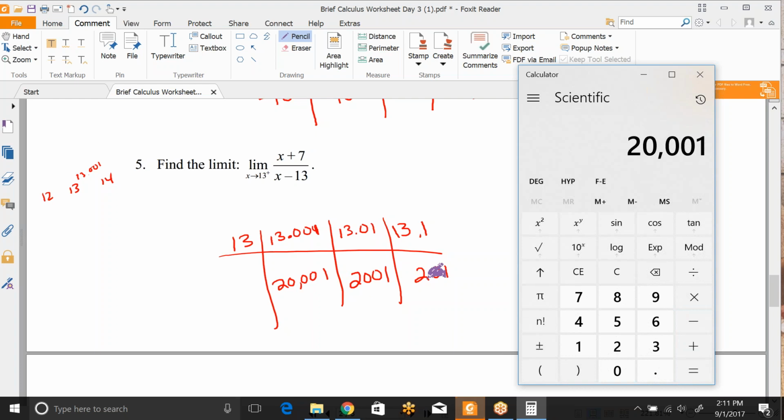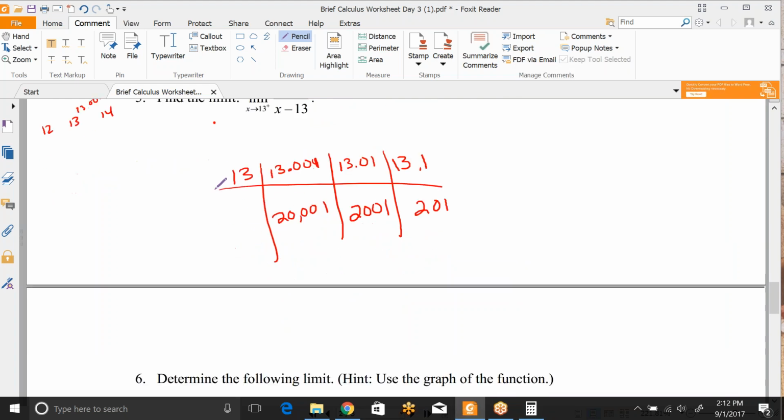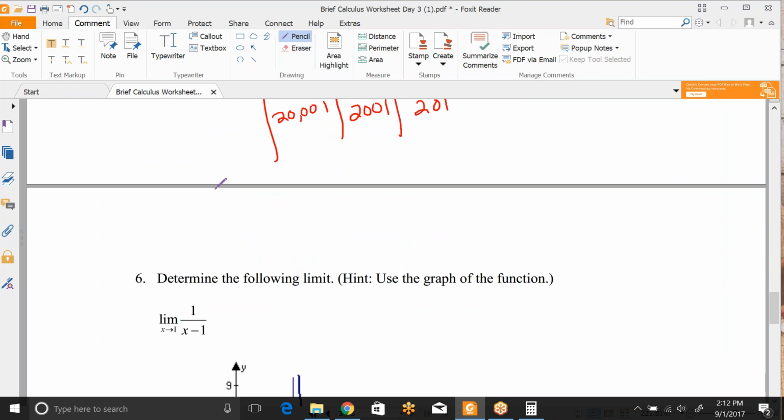So notice as this is heading to 13 from the right, which means from bigger numbers down to 13, we're actually getting bigger and bigger y values. So this one is heading towards positive infinity. So I wanted to make sure you saw one of each where we're heading to either negative infinity or positive infinity from that one side.